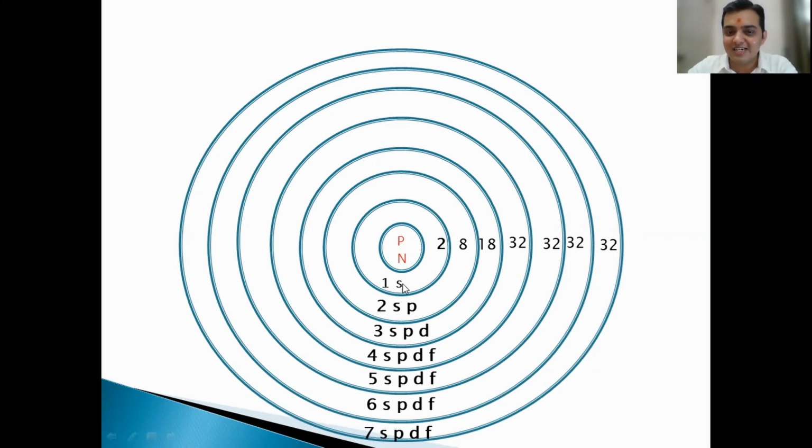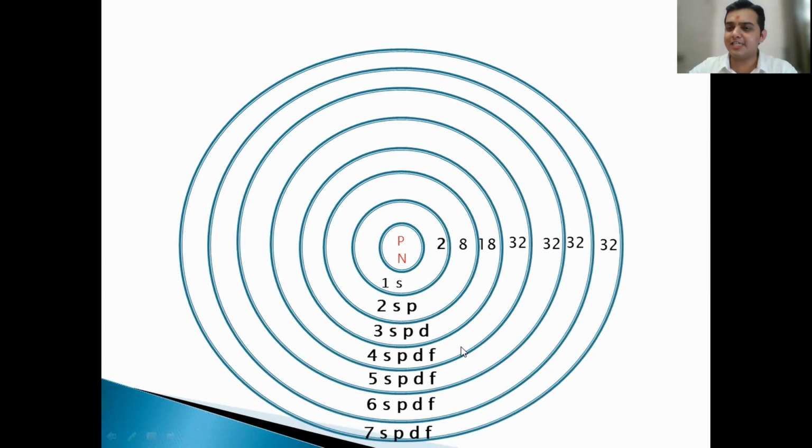First floor contains only the S shell, and the S shell contains only two electrons. That's why 2. The second floor, that is the second shell, contains what? S and P. S is 2 electrons, P is 6 electrons. 2 plus 6 is 8. So that's why we say the second shell contains 8 electrons. Third is what? SPD. S contains 2 electrons, P contains 6, D contains 10. So 2 plus 6 is 8, 8 plus 10 is 18. 18 is the third shell.